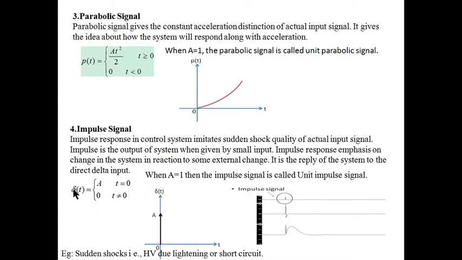So here gamma of t is equal to 0 when t is not equal to 0, and it is a when t is equal to 0. So it is the impulse signal you can see here on the screen. Impulse signals are obtained when there is a sudden shock to the system.